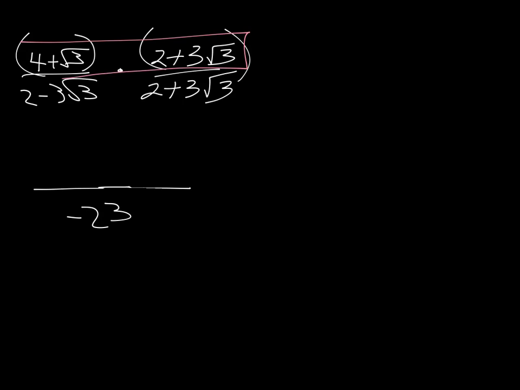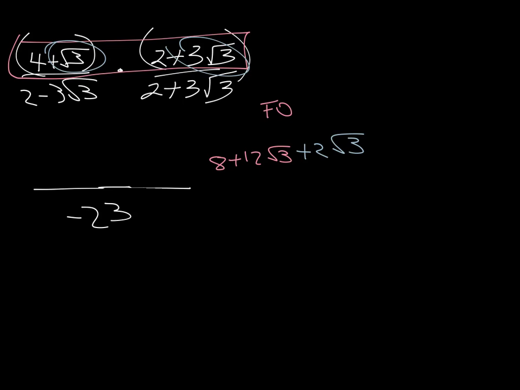Okay, so let's go ahead and see what we get for our numerator. So we're going to be multiplying these two together using FOIL. Alright, so our first term, our F, is going to be 8, 4 times 2. Our outside will be our 4 and our 3 square root of 3, which will be 12 square root of 3. Then we'll do our inside, which will be 2 square root of 3. And then we'll do our last, which will be square root of 3 times 3 square root of 3, which will be 3 times square root of 9, or square root of 9 is 3. 3 times that 3 is 9, so this whole thing here will just be a 9.